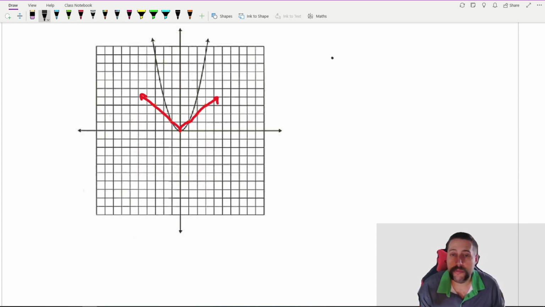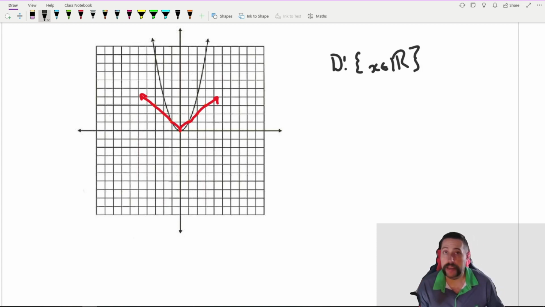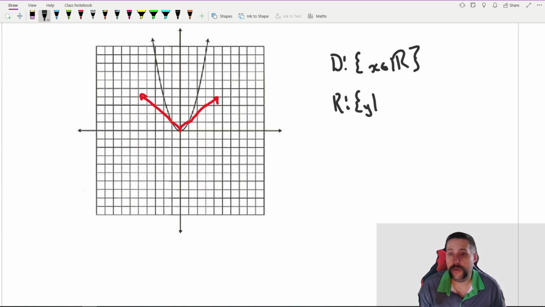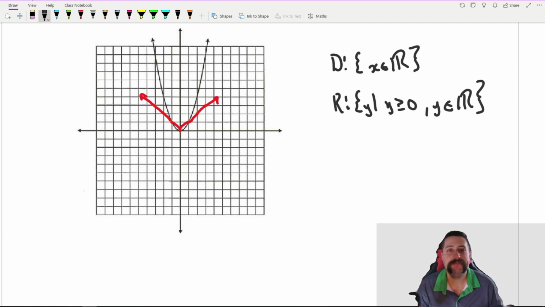Again, writing the domain and range. So the domain looks like x is going to be all real numbers. It can be any x. There are no restrictions on x in this case. But for the y's, there will be. It's going to be every value of y such that y is going to be greater than or equal to 0, provided that y is an element of all real numbers. Okay, so there you go.